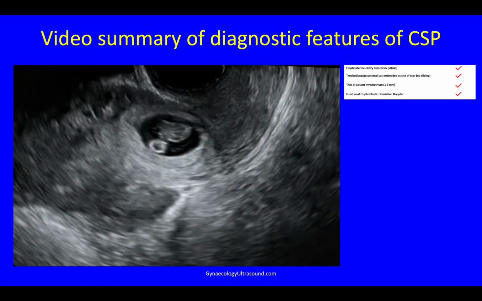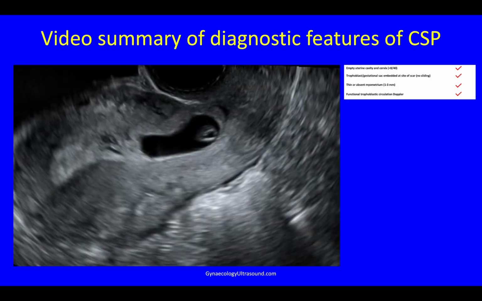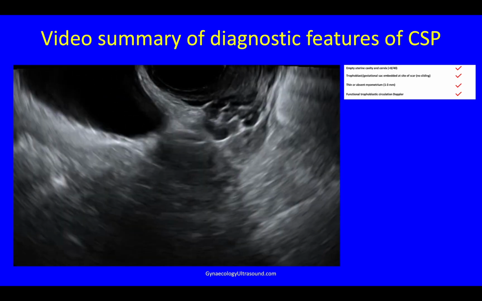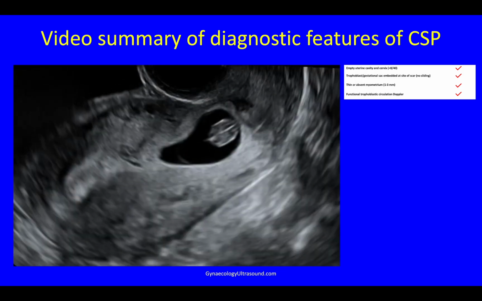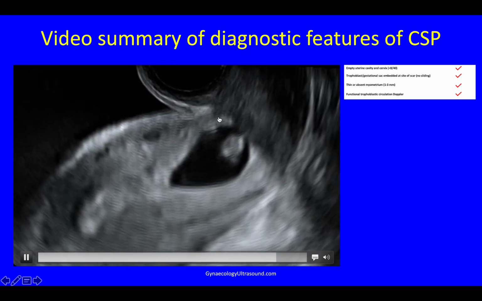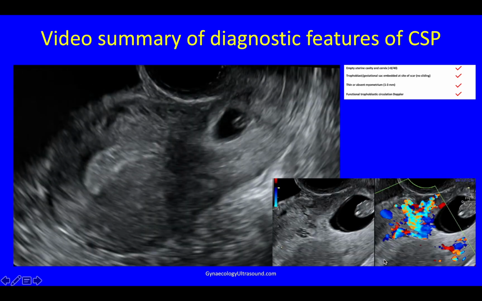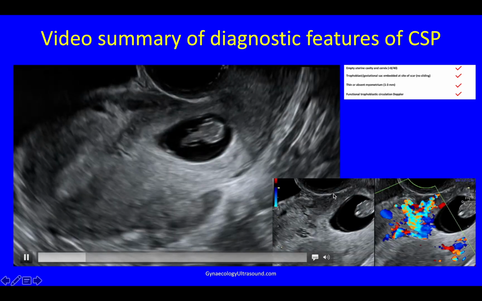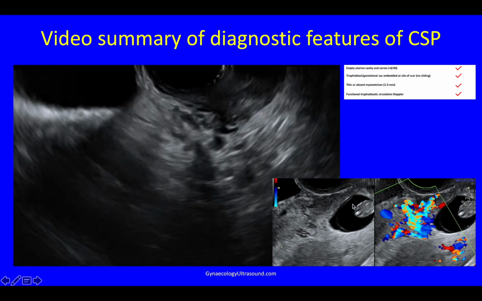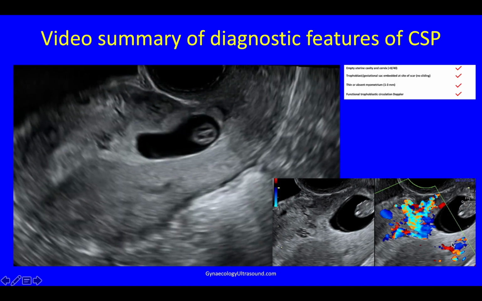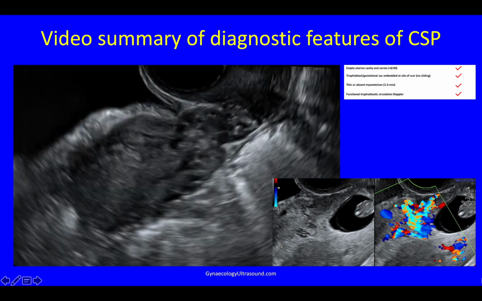And so this fulfills all the criteria for a scar pregnancy: empty uterine cavity and cervix, the sac is embedded at the site of the scar, thin or absent myometrium, you can barely see the overlying myometrium there, and then functional flow on colour Doppler. So this is it before and this is after, and sometimes it's a little bit hard to see what's trophoblast and what isn't. When you put colour on, it becomes very obvious.